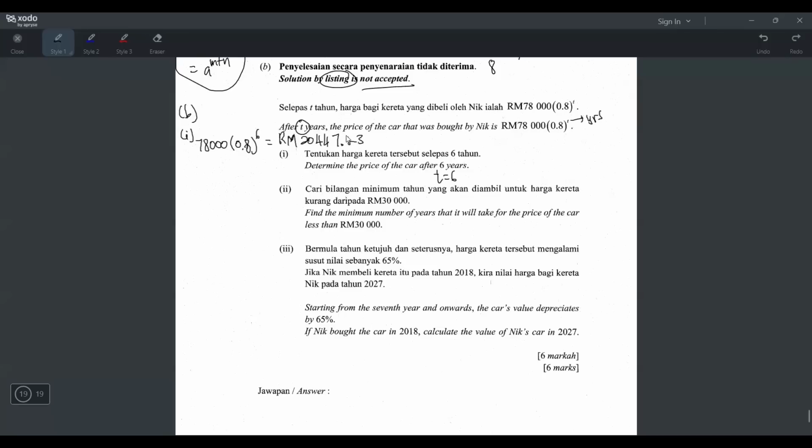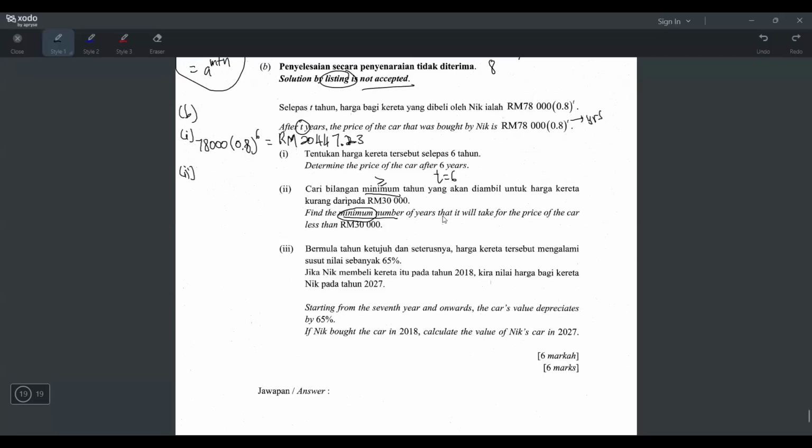20447.23. Okay, so write 2 decimal places, because this is price. Okay, second question. Find the minimum now. Okay, minimum means it has to be bigger or equals. Minimum means bigger or equals. Okay, minimum means lebih besar atau sama dengan, bigger or equals.